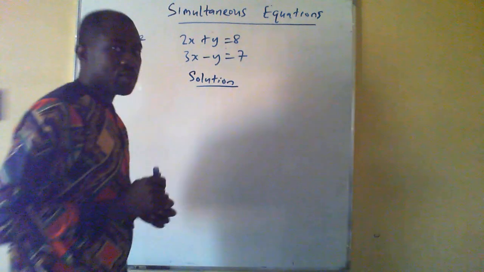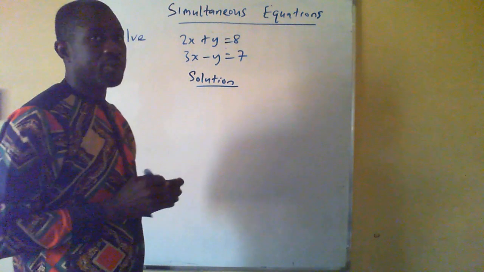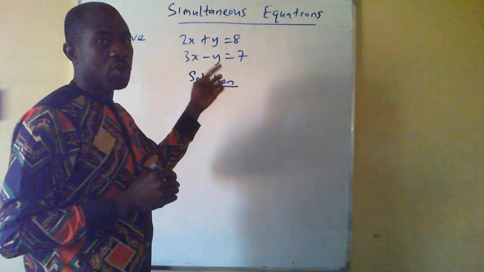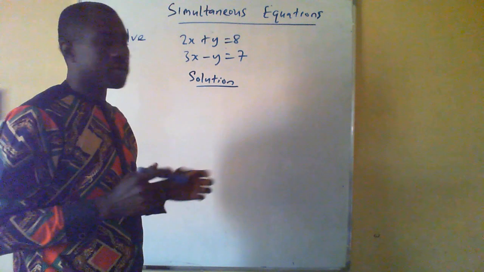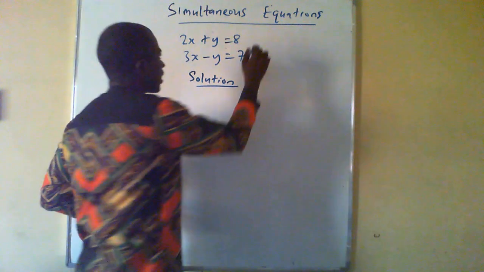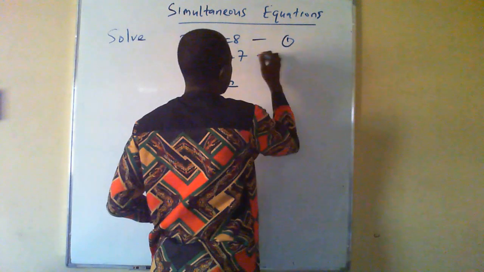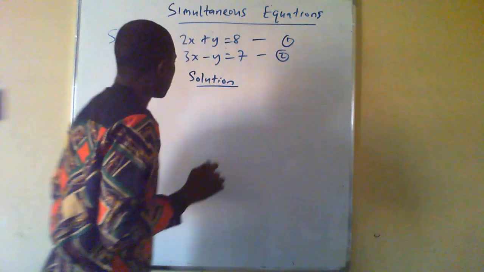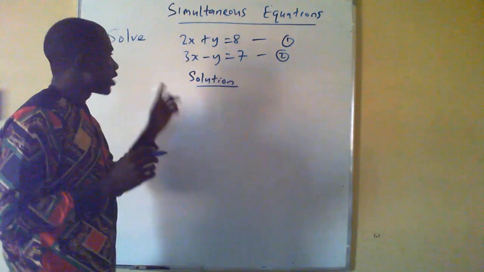Now there are different methods you can use to solve this question on the board. You can use the elimination method, the substitution method, or the graphical method. But for this class, we're going to use the elimination method. So let's take this one as equation 1, and this one as equation 2.